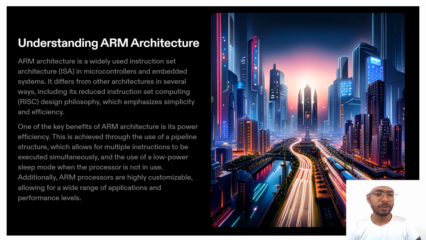One of the key benefits of ARM architecture is power efficiency. This is achieved through the use of a pipeline structure, which allows multiple instructions to be executed simultaneously, and the use of low power sleep mode when a processor is not in use. Additionally, ARM processors are highly customizable, allowing a wide range of applications and performance levels.